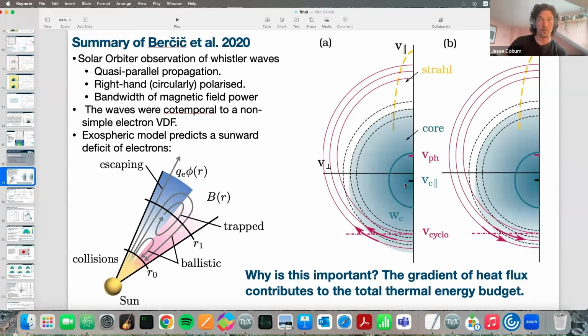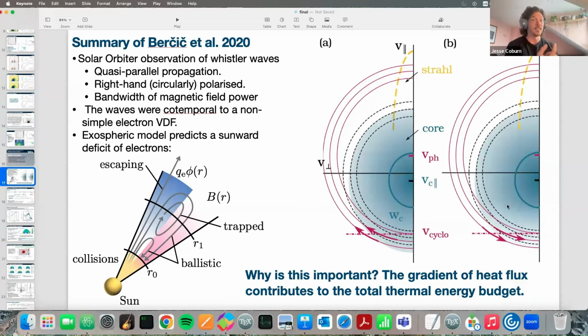This is a figure from Birchich et al. 2020. The way these figures work is you see V parallel and V perp. The darkness of the color denotes the phase-space density. We've put it a little bit lighter over here than over here. So this is what we expect, and this is what we measure. There are some nice papers on this; you can look into the 2020 paper.